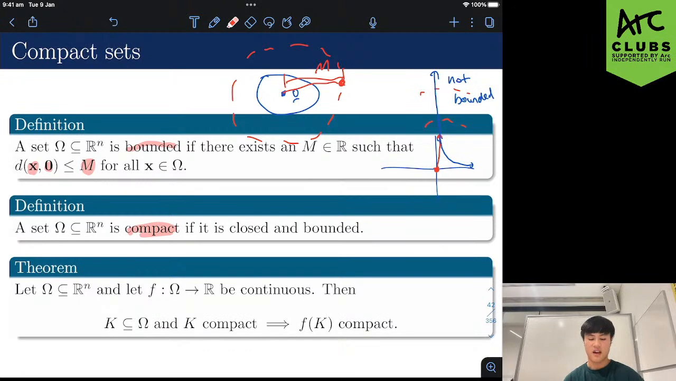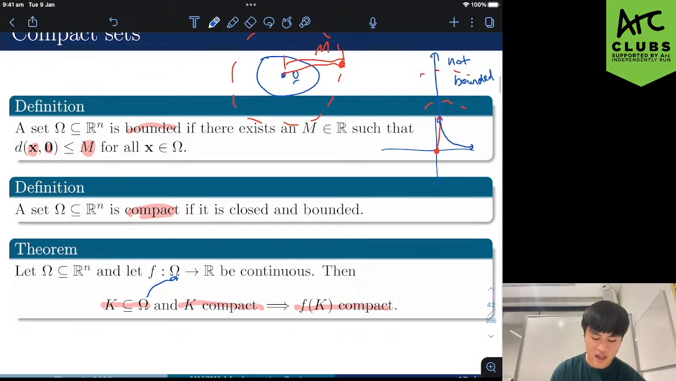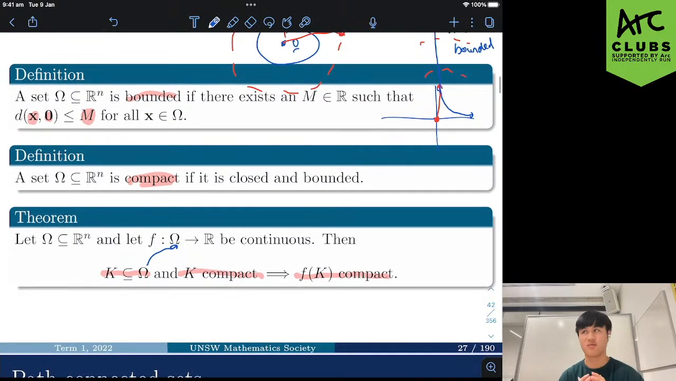And the theory that leads to that is: assume K is a subset of omega and K is compact, then f of K is also compact. And omega is the domain that f maps from. Another way of saying this is just that if you apply a continuous function on a compact set, it is still compact.